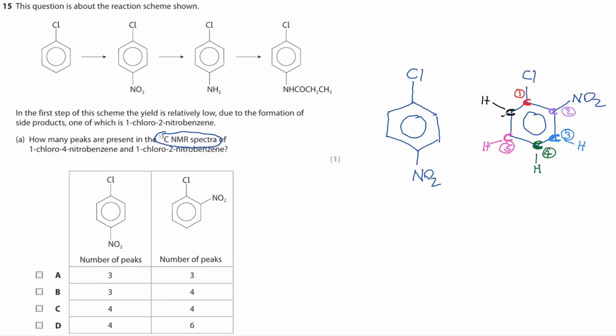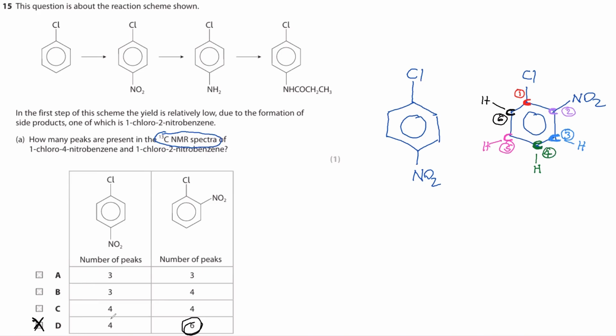So definitely in this molecule we have 6 types of carbon. That means 6 carbon environments. So if you have 6 different types of carbon, you will see 6 different peaks. So therefore, obviously, for this side product, the number of peaks is 6. Now we know the answer. Our answer for question number 15A is D.